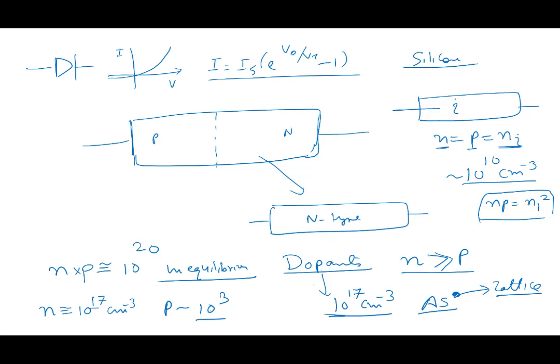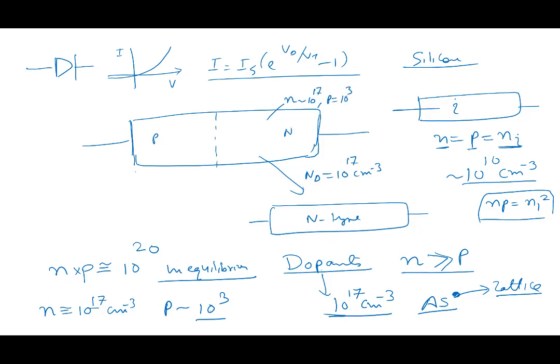Okay? So this is N-type. Here I would have, let's say, Nd equal to 10 to the power 17. So you know that the number of electrons here is going to be 10 to the power 17, and the number of holes is going to be 10 to the power 3.